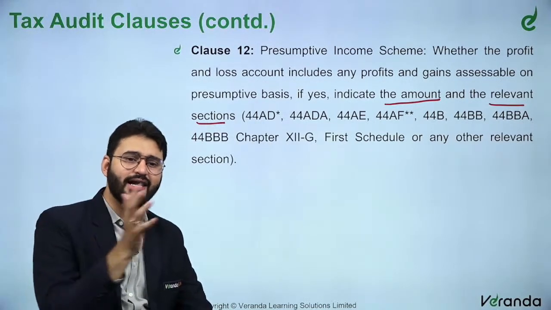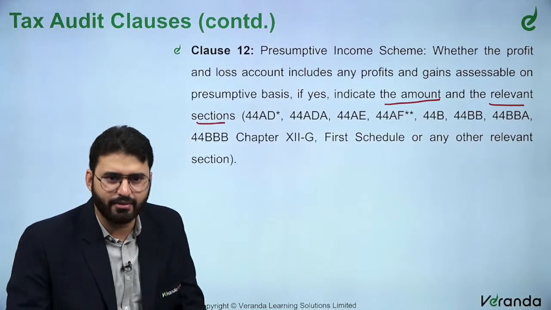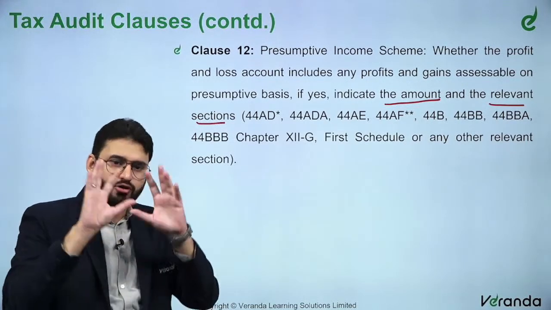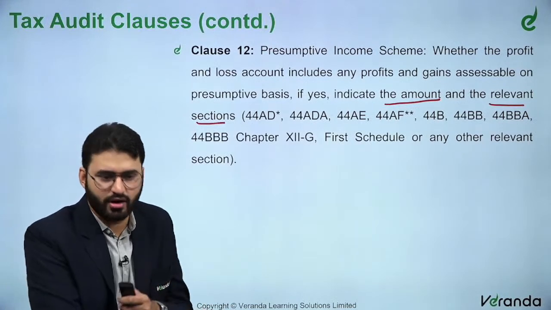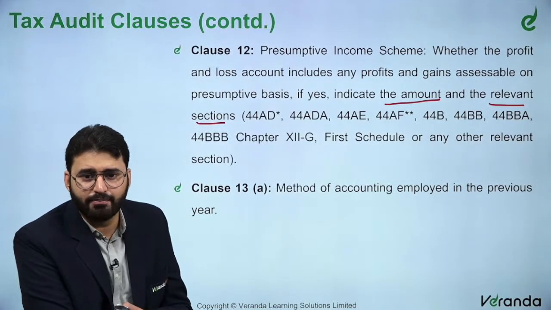The consulting income and salary income can be shown separately. So suppose a tax audit is applicable to me, then I will have to do 44AD. I'll have to show out of the total income how much I am declaring into presumptive taxation. That is what this clause is talking about. Clause 13A, method of accounting employed in the previous year.